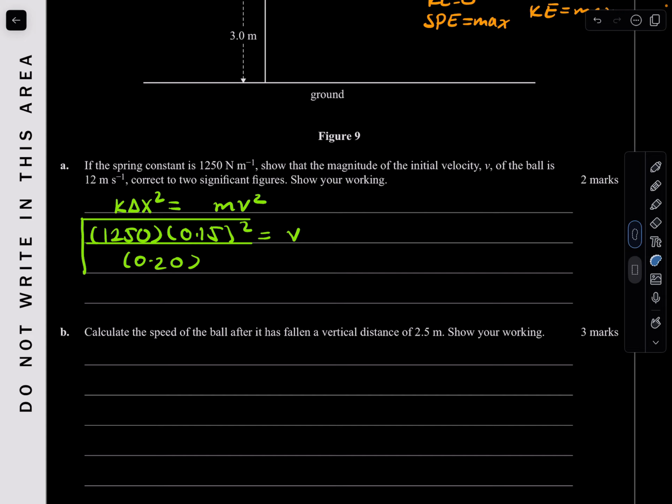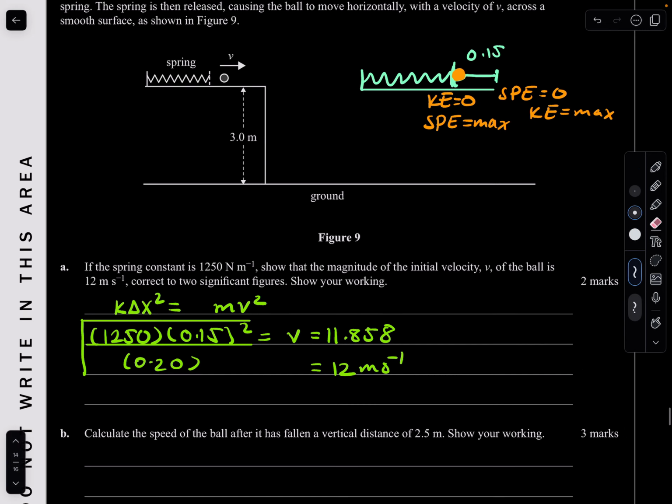So your velocity is the square root of 1250 times 0.15 divided by 0.2. So I didn't square it, sorry. Why did I not square that? Top part, square that. And I get 11.858, which is, to two significant figures, 12 meters per second. So we have shown that the initial velocity is 12 meters per second. Done.